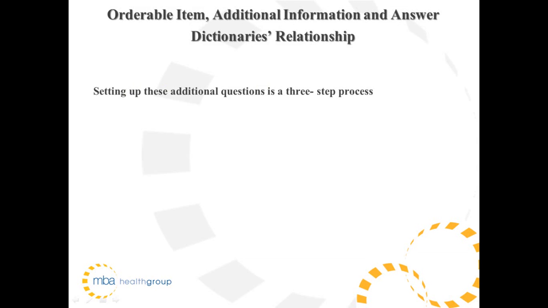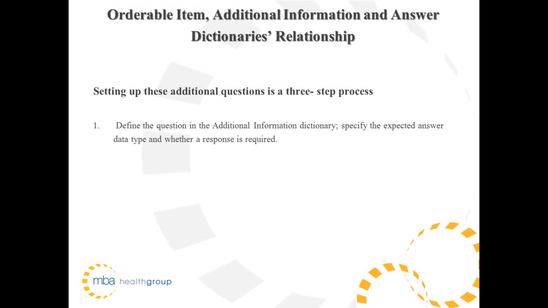Setting up these additional questions can be a three-step process, depending on its complexity. First step, define the question in the additional information dictionary. Specify the expected answer data type and whether a response is required. I will provide you with an example of the first step in the application.